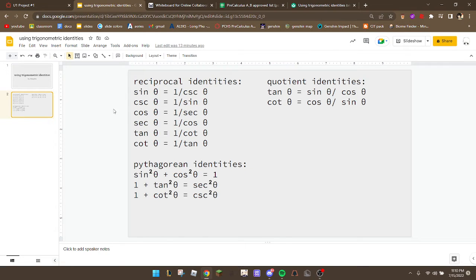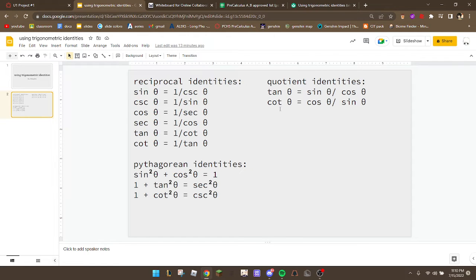These are called reciprocal identities, and they're basically the inverse of each other. So as you can see, sine theta equals 1 over cosecant theta, and cosecant theta equals 1 over sine theta. And you can see that it's like that for the rest of the other identities.